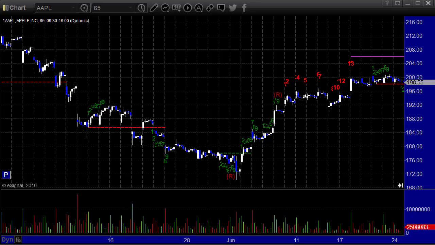I wanted to talk today about a setup we saw in Apple, and it was kind of a unique setup. It's something that's rare, you don't see it a lot, but it's super powerful when you do. So I thought I'd walk everybody through how it played out, what we saw. Here's a look at the 65-minute chart of Apple.